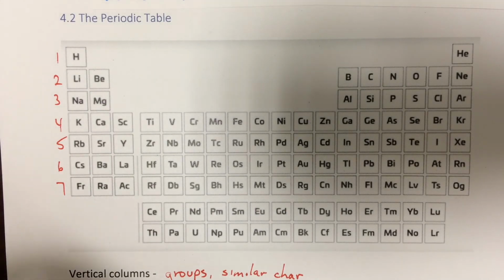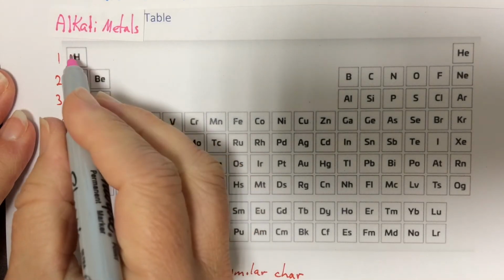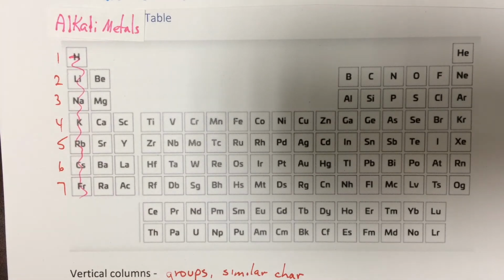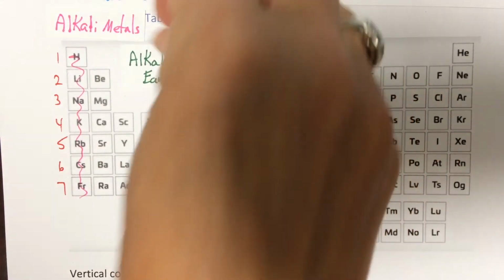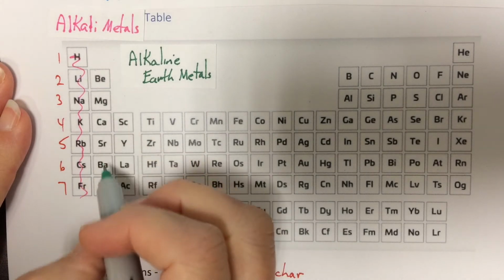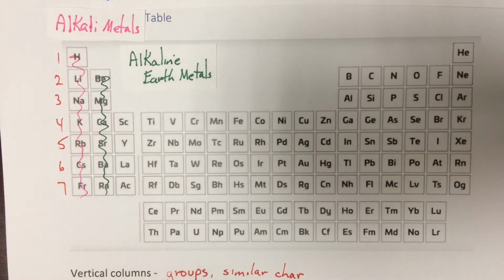So we have the alkali metals, which is the first column. It's got hydrogen, lithium, sodium, potassium, rubidium, cesium, francium in it. It's this column right here. Right next to that, we have the alkaline earth metals. And we'll do those in green. This will be beryllium, magnesium, calcium, strontium, barium. So those are the alkaline earth metals.